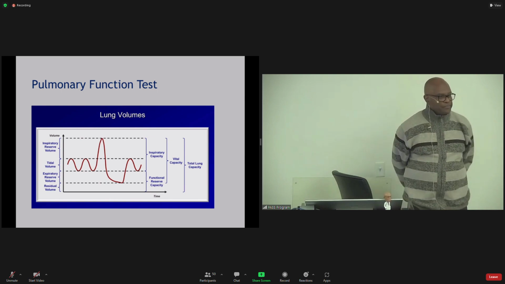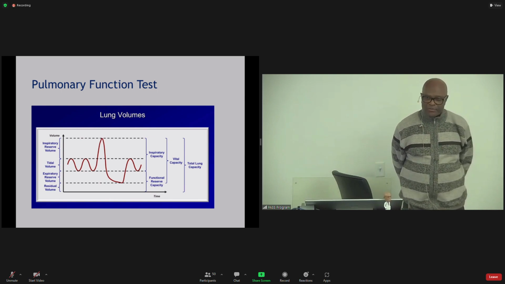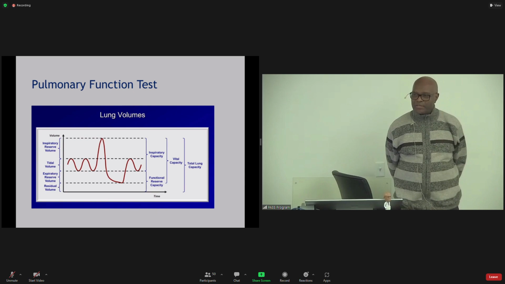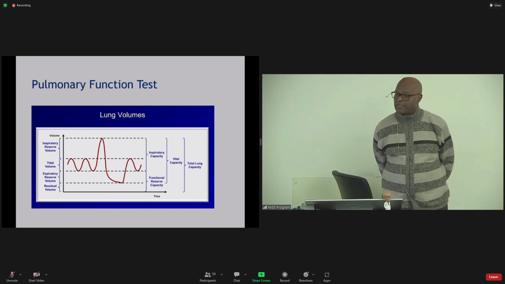A yawn is physiological, folks. It's to clean out your lungs, i.e. clean out your dead space and fill it with fresh oxygen.